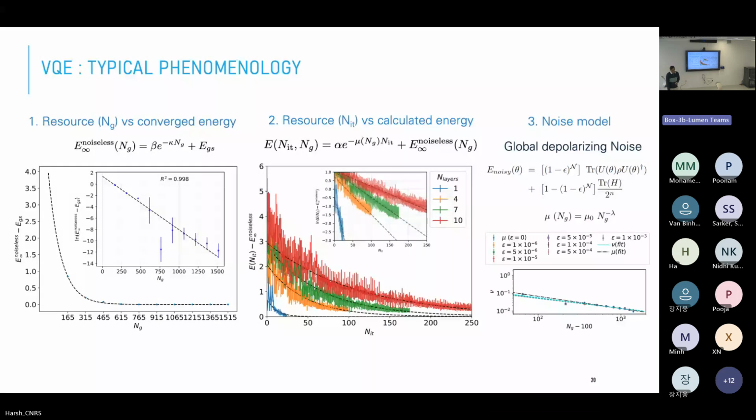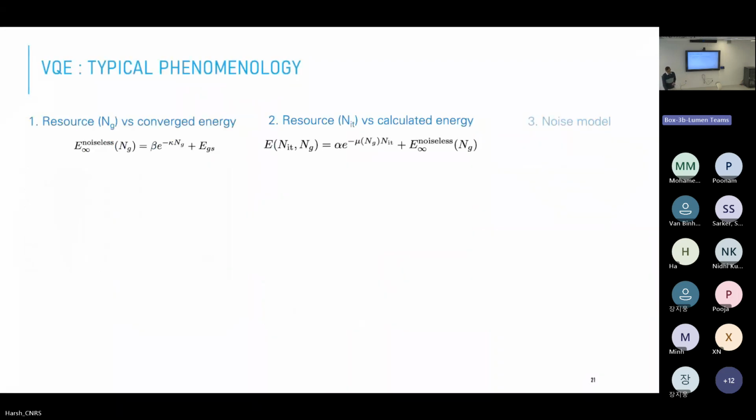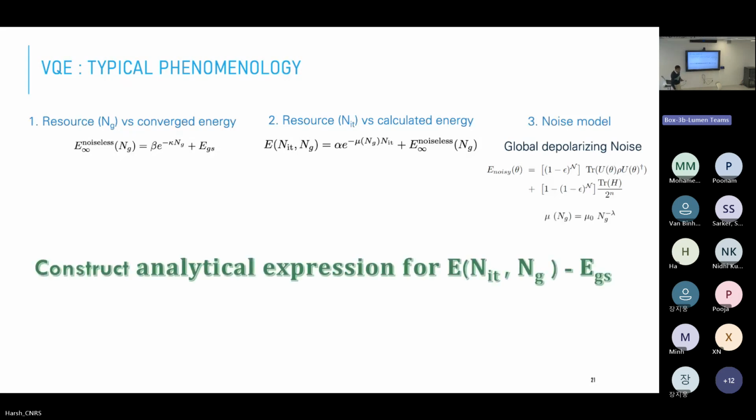We also find how the convergence rate mu or nu looks with respect to number of gates. So this is again a phenomenological trend or a scaling relation that we find. And thus what we do next is we combine all of these, some of which were in the absence of noise, with what we know about the nature of the noise, and construct a general relation for the energy that you calculate through VQE as a function of number of iterations and number of gates, minus the ground state, which is basically the accuracy.